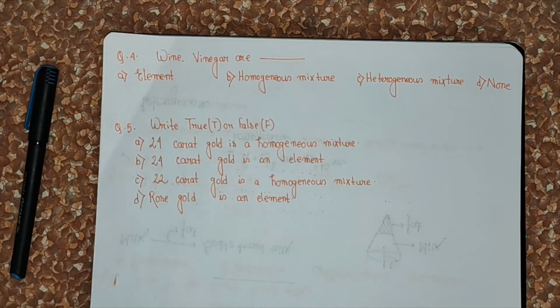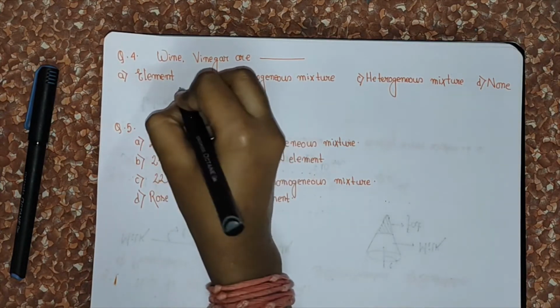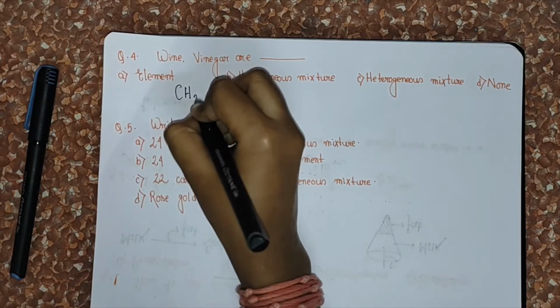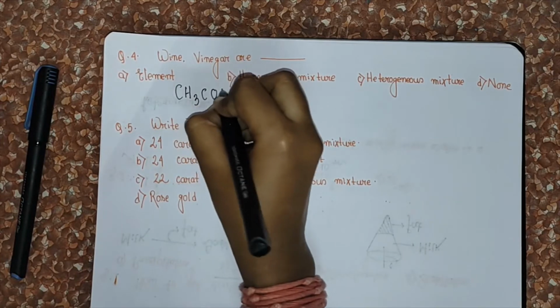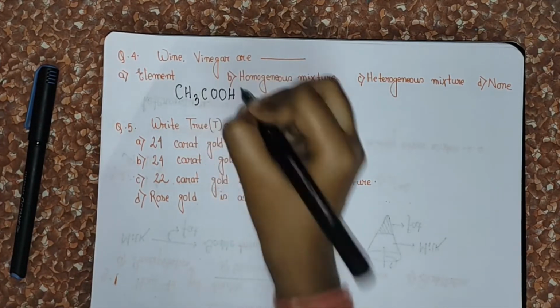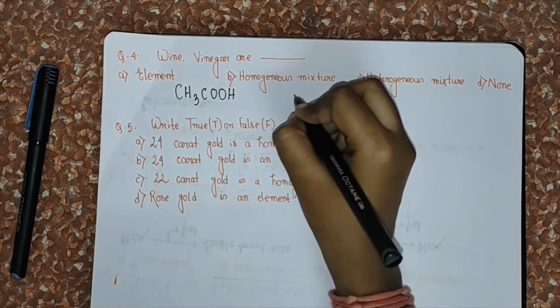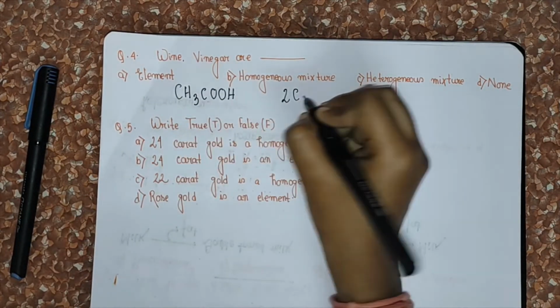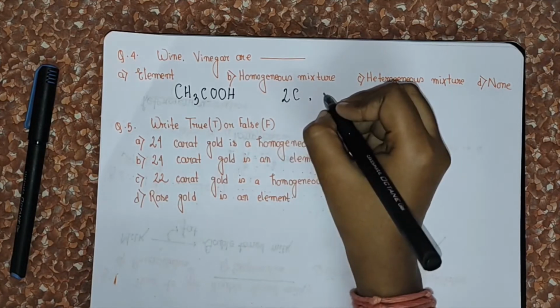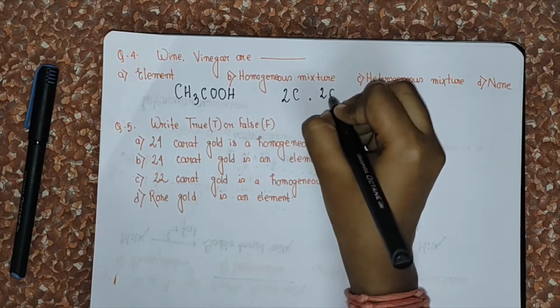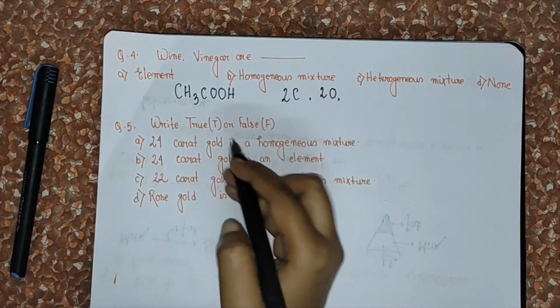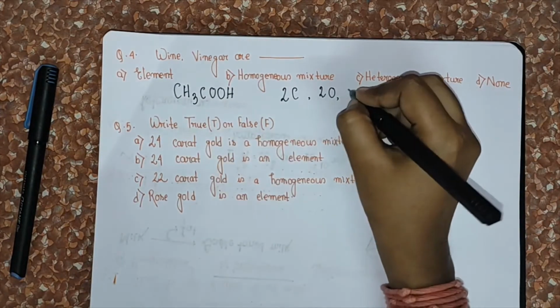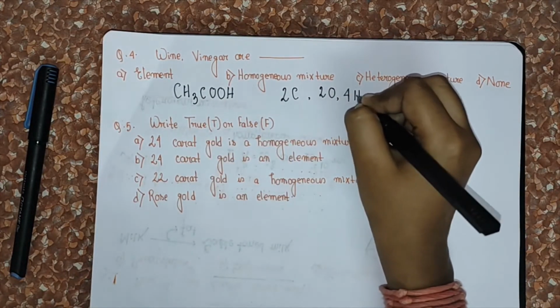So what is vinegar? Vinegar is nothing but acetic acid. The formula is CH3COOH. So what are the elements present here? The elements present are carbon, 2 atoms of carbon are present here. Next, oxygen, 2 atoms of oxygen are present here. And the next element is hydrogen, 4 atoms of hydrogen are present here.